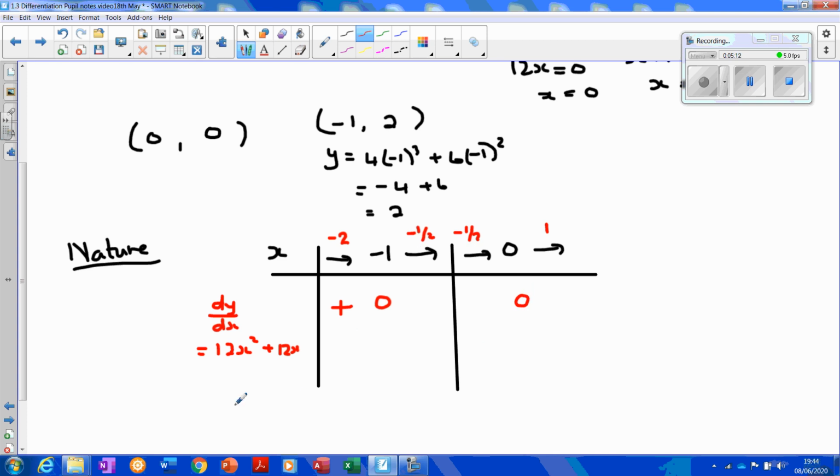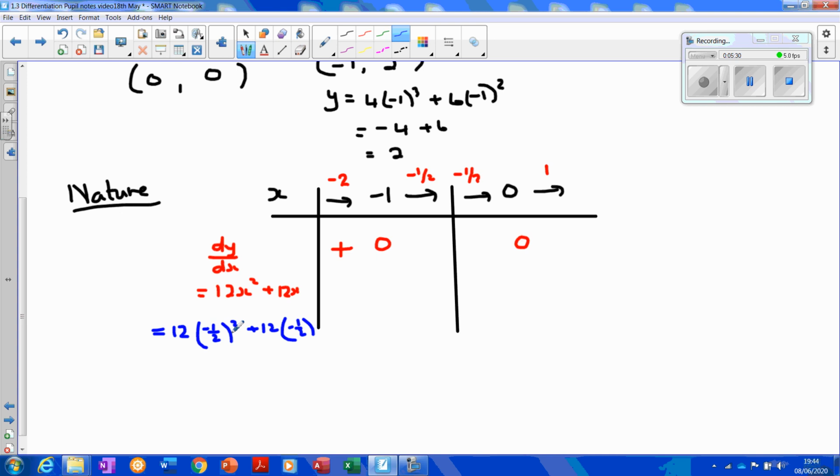Now, x equal to minus a half. I'll write this one out because it's not as easy to do in your head. So it's 12 times minus a half squared plus 12 times minus a half. Minus a half squared is minus 1 squared over 2 squared, which is 1 over 4, and it's positive. So it's a quarter of 12, which is 3. That gives me minus a half times 12. Half of 12 is 6, so that's going to be minus 6. So therefore that makes it negative.